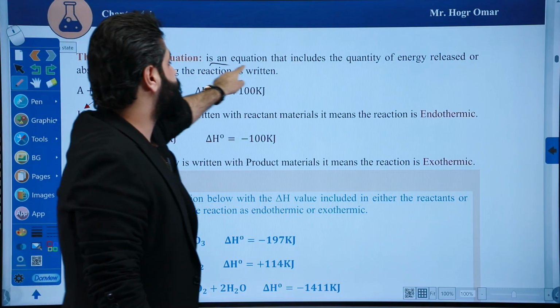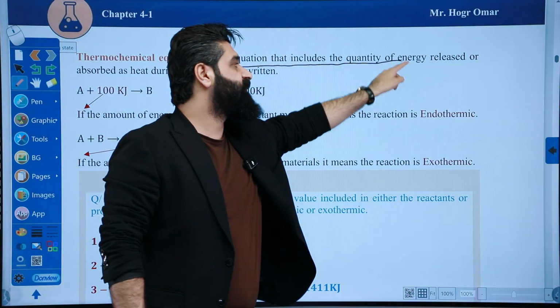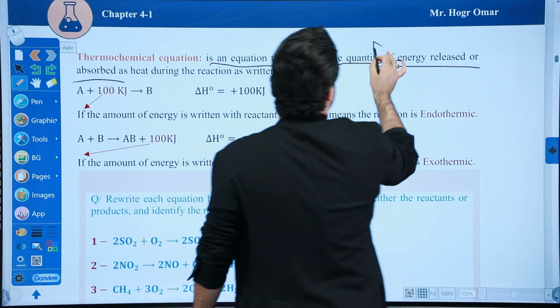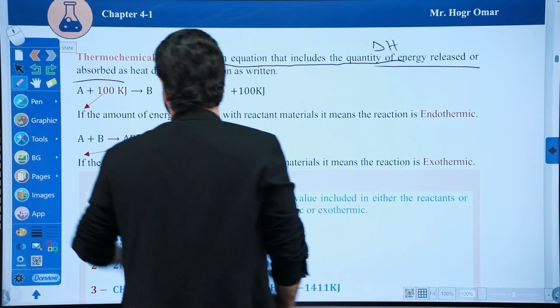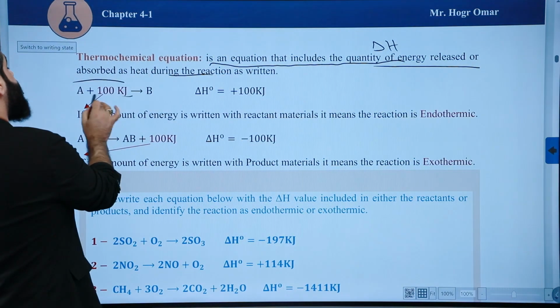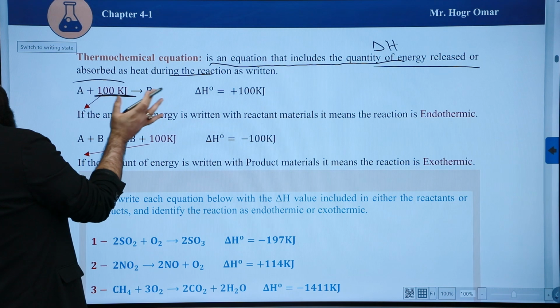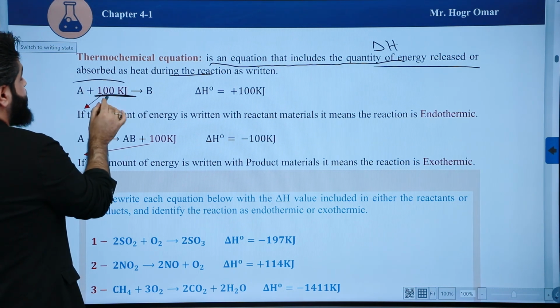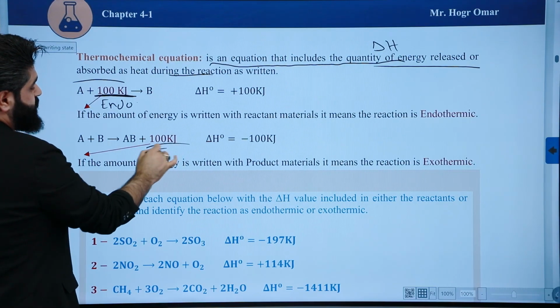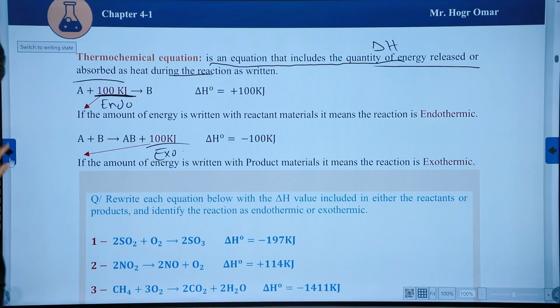A thermochemical equation is an equation that includes the quantity of energy released or absorbed, which means delta H, as seen during the chemical reaction as written. If the amount of kilojoules is at the reactant side, it means this is endo. But if it's at the product side, it means exo. Good.